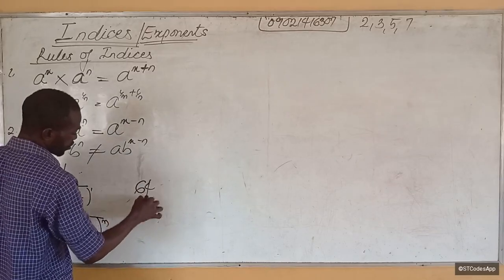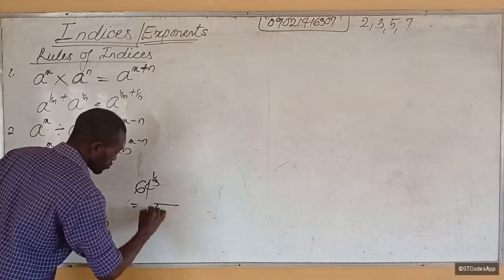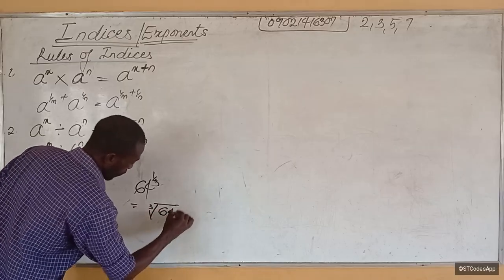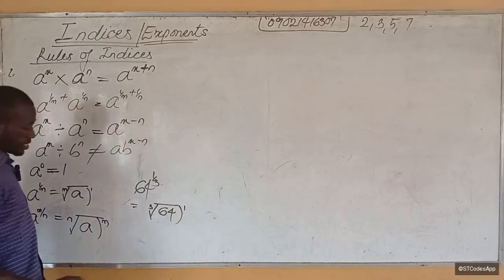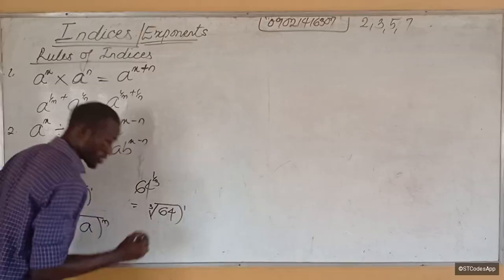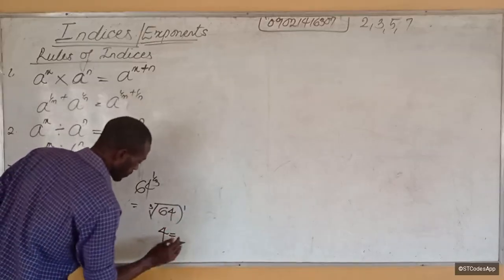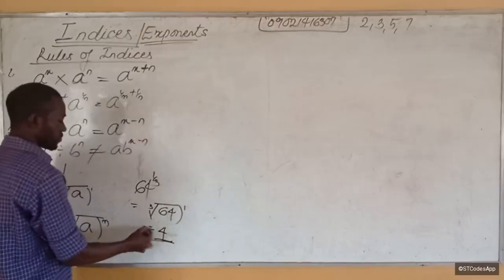For example, I have 64 raised to power 1 over 3. That is the same as the third root of 64 all raised to power 1. Makes sense? So what's the third root of 64? That's 4, right? 4 times 4 is 16. 16 times 4 is 64. So we have 4 raised to power 1, which is 4. Does that make sense? All right.